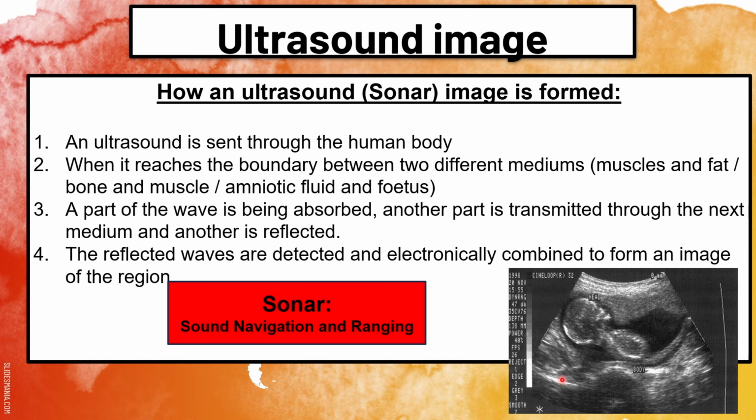Here where you see the white grayish parts, the grayish parts is where there was partial reflection and partial transmission, and here where you see the bright white places, that's where the wave was 100% reflected. So once again, sonar stands for sound navigation and ranging.